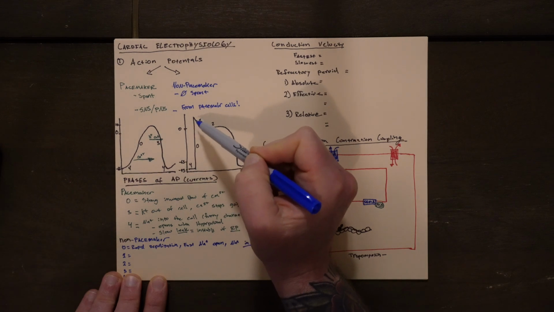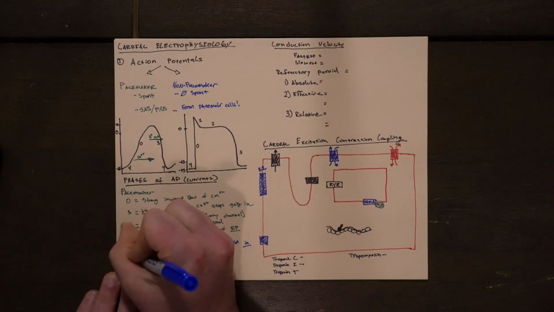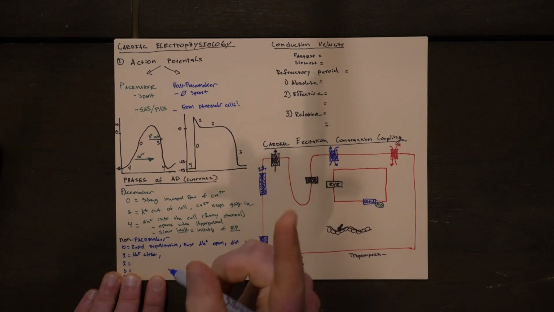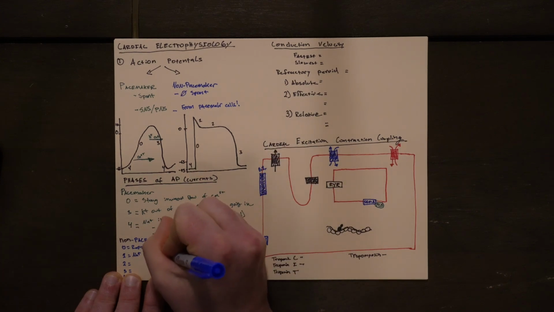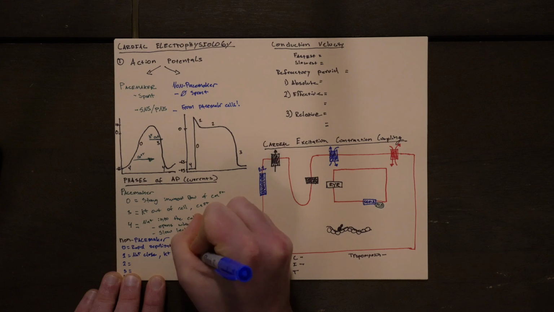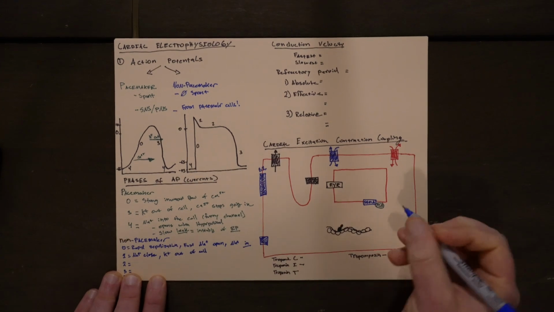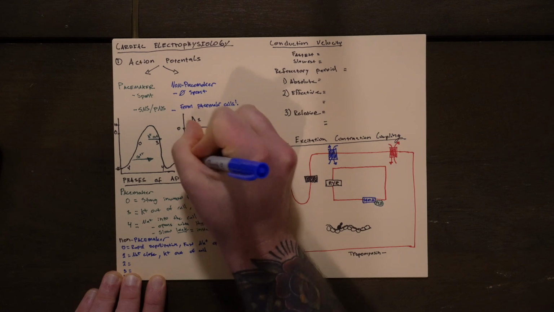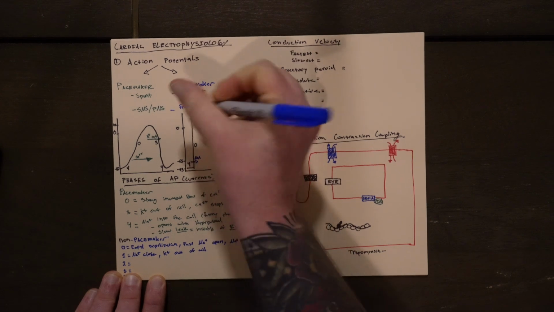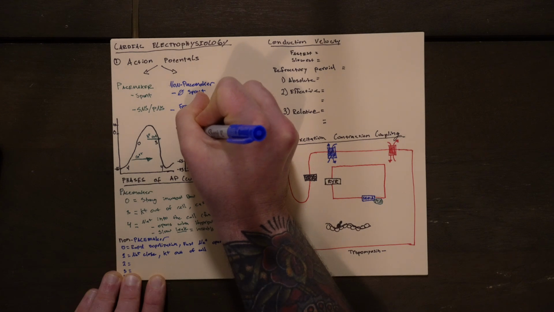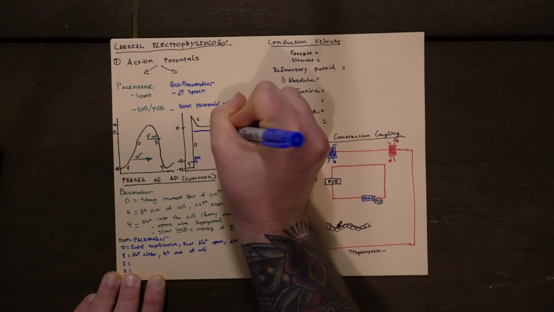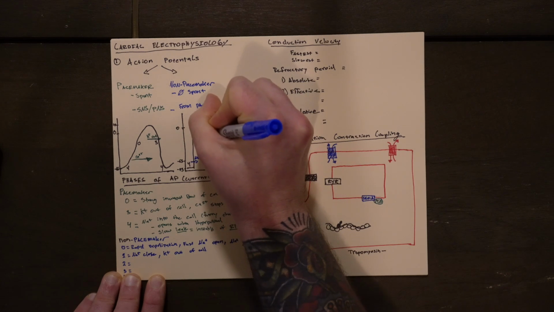All right, well then what happens in phase 1? Well, fast sodium channels close, and then potassium starts flowing out of the cell. So K+ out of the cell, right? So right from here to here, we have Na+ in, then from here, kind of all the way out to here, we have K+ out.